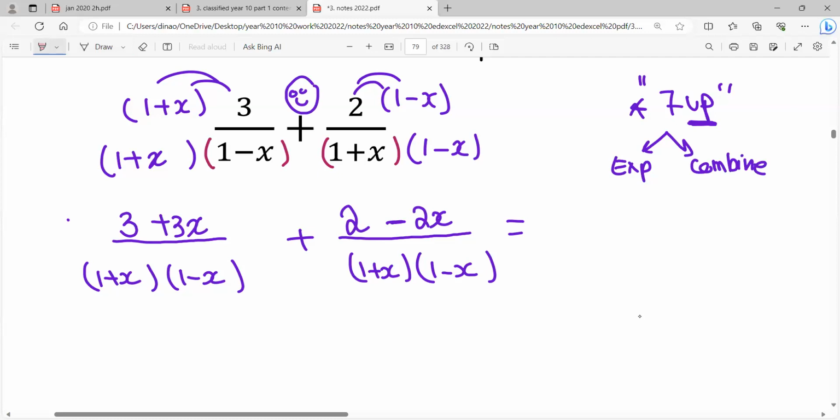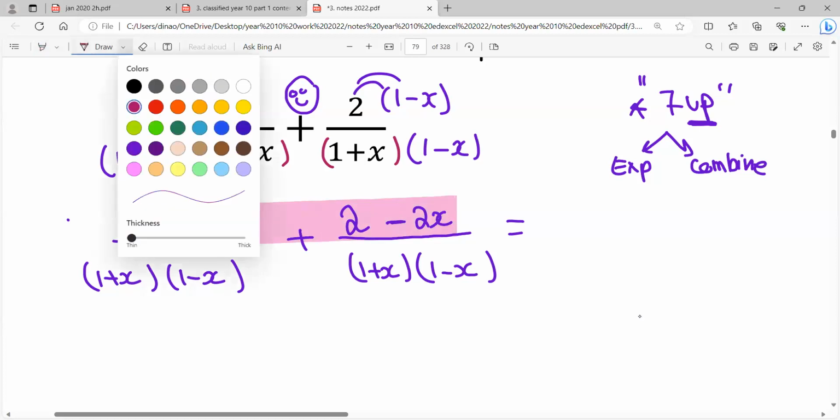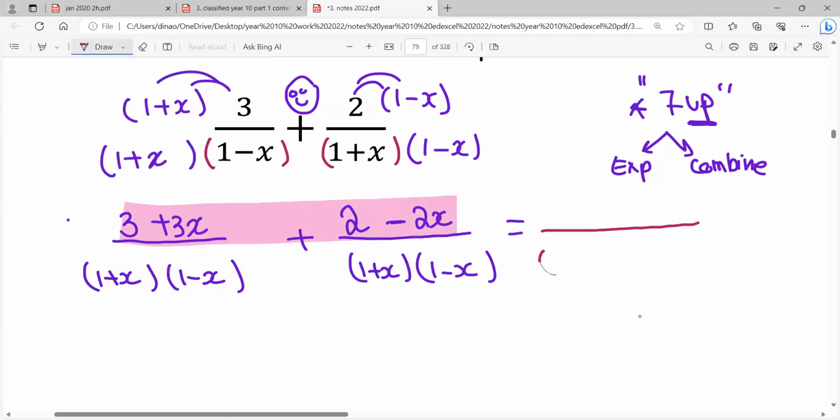And of course you know what we mean by like terms. Like terms means terms that have the same letter and the letter has the same power. So here I will keep the denominator as it is, 1 plus x, 1 minus x. Combine the numbers together, 3 plus 2 which is 5, and then 3x plus negative 2x is plus 1x. If you want to remove the 1 you can totally remove it.